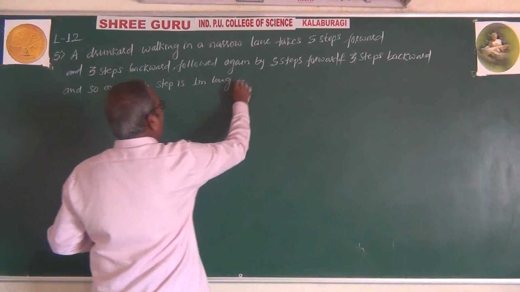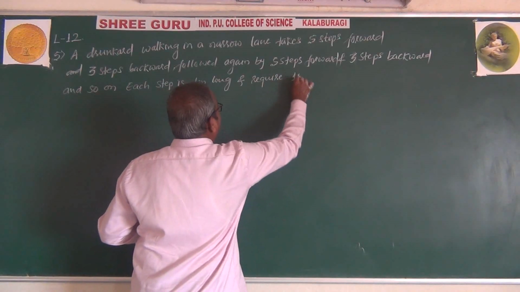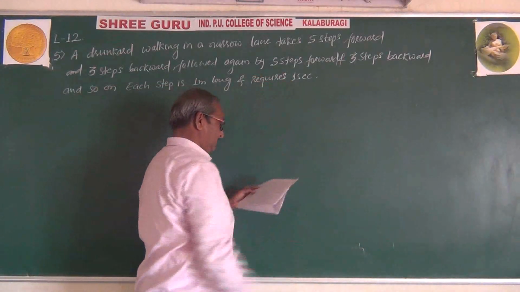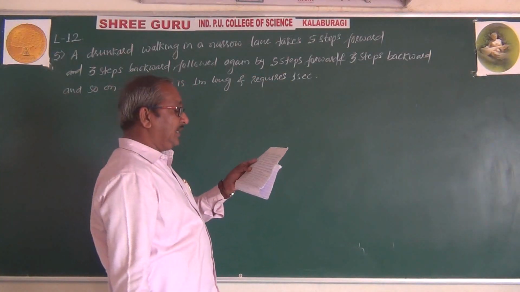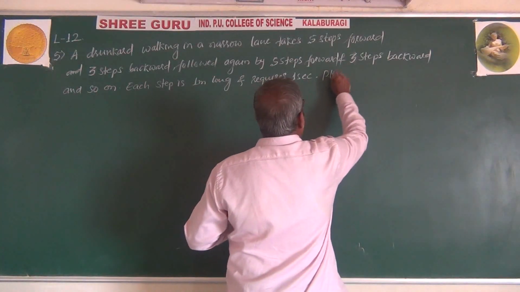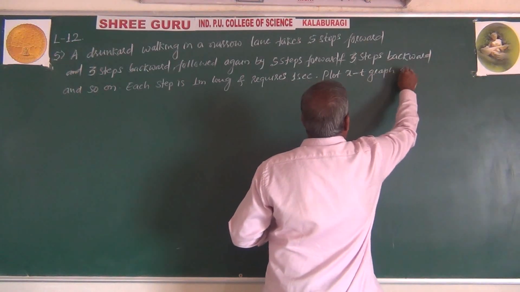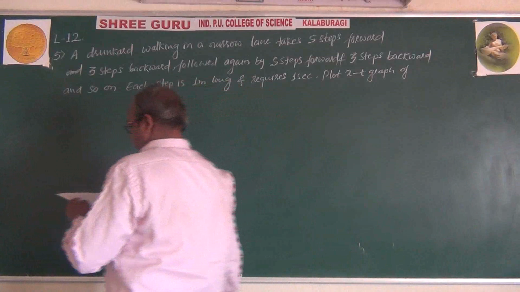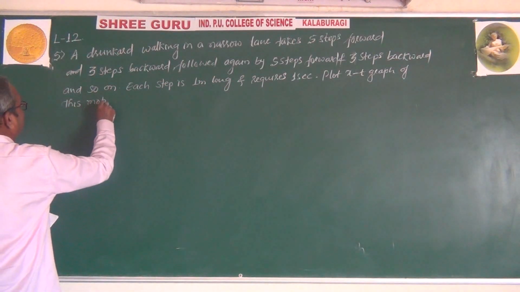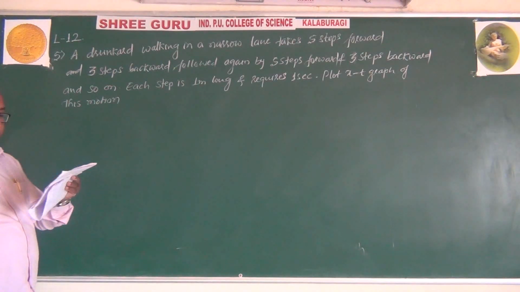Each step requires 1 second. Plot the x-t graph of this motion. The x-t graph means position versus time graph of this motion.